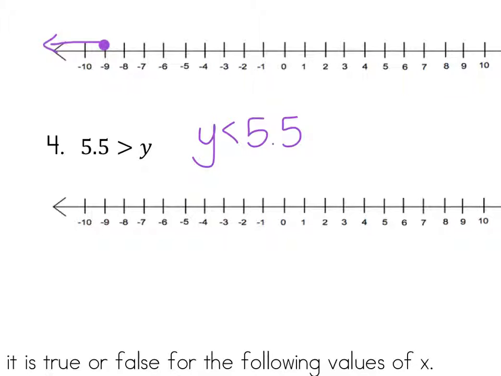So let's identify, where is 5.5 on the number line, and is this point open or closed? Well, y cannot equal 5.5, so that's why we are going to introduce our open point right in between 5 and 6. Mine's a little off. Let me try to see if I can get that a little bit more in the middle. Okay, now y is less than 5.5, so y is smaller than. So where are all the numbers smaller? All these guys over here.